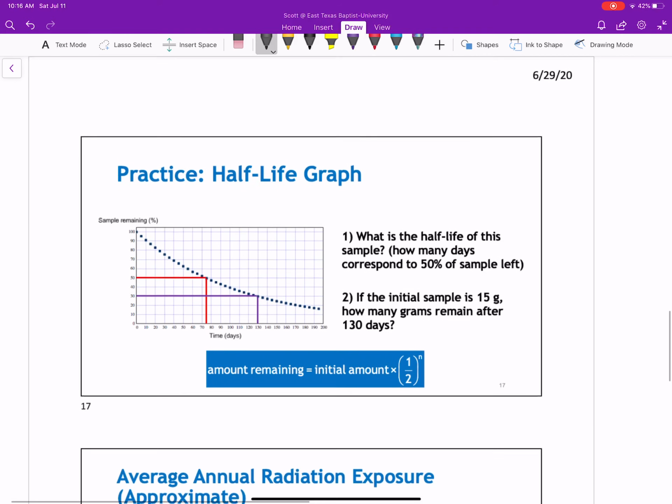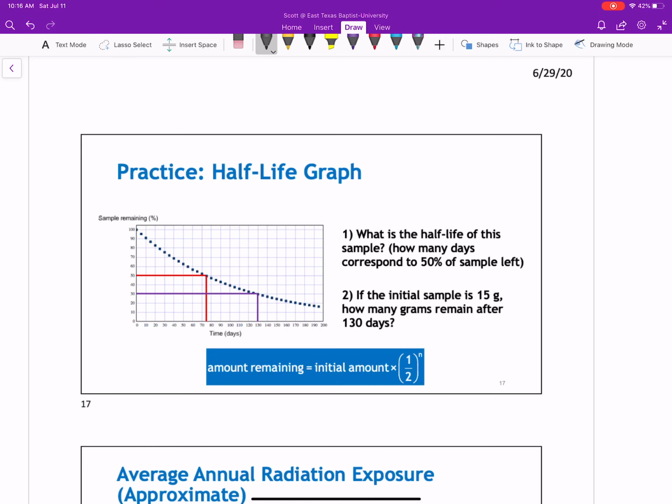Here's a problem that you'll find on Sapling. And I just wanted to go over this very quickly so that you know how to do this. So actually in Sapling, you won't see these lines. I drew those in for you. So let's act like they're not there for now, just so I can teach you how to do this. What is the half-life of this sample? How many days correspond to 50% of the sample left?